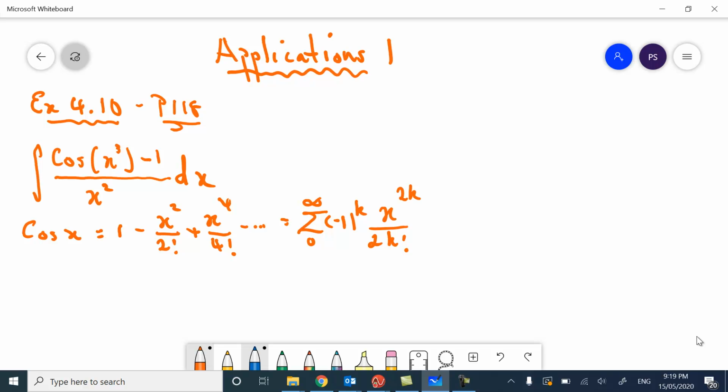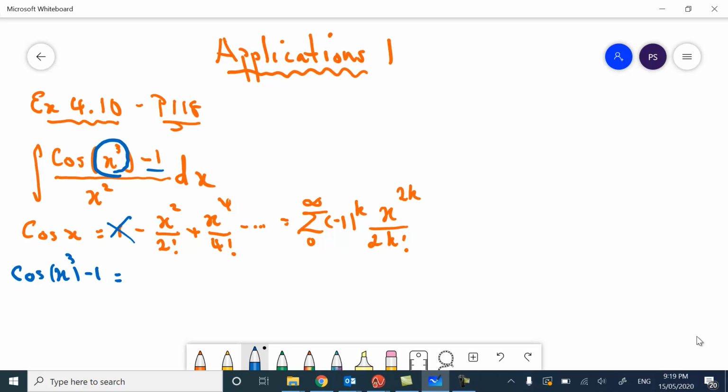Now I've got to substitute in for x, so I've got to replace x with x cubed and subtract 1 off. So I'm going to do cos of x cubed, and then I've got to subtract 1 off that. So I've got to take this series here and basically subtract 1 off. If I take 1 off from that series, guess what? There goes. And I've got to replace all of these x's here with an x cubed.